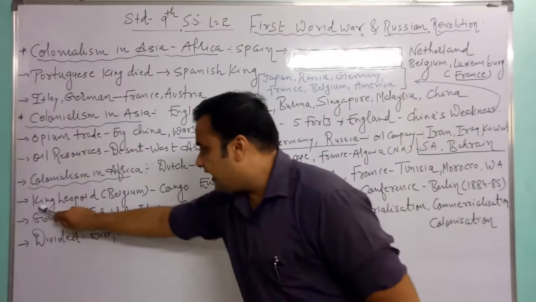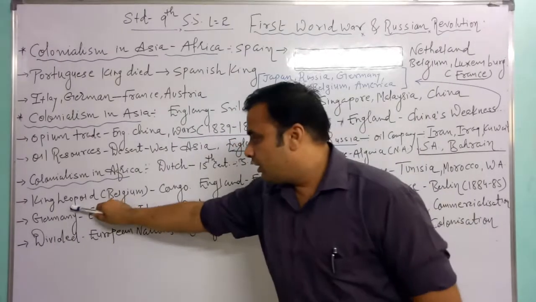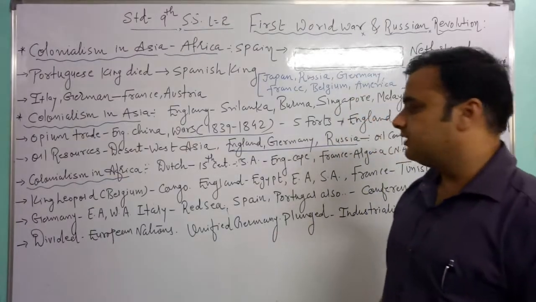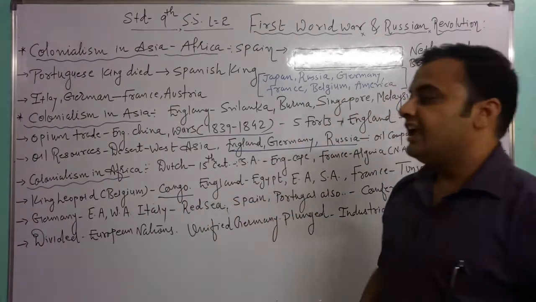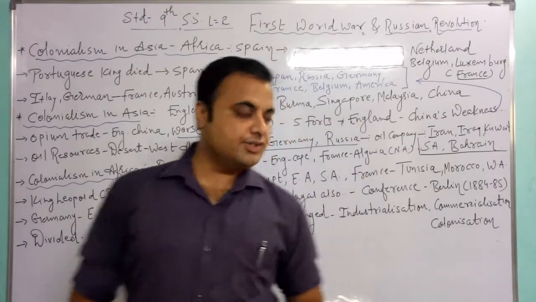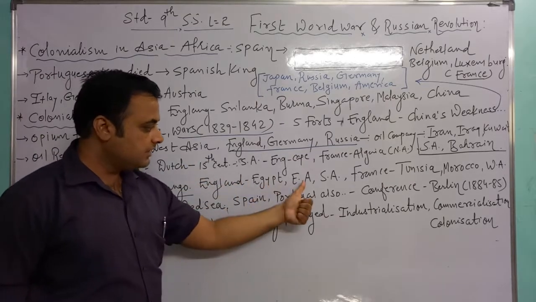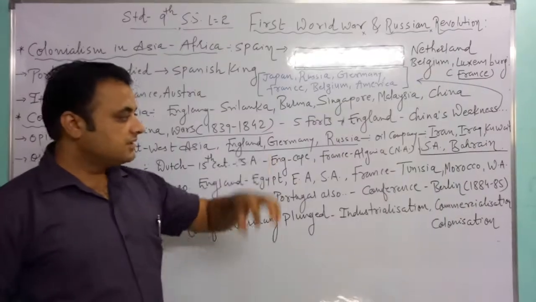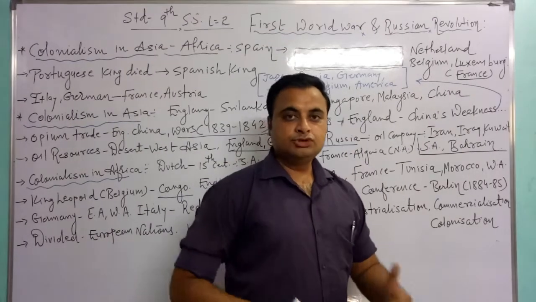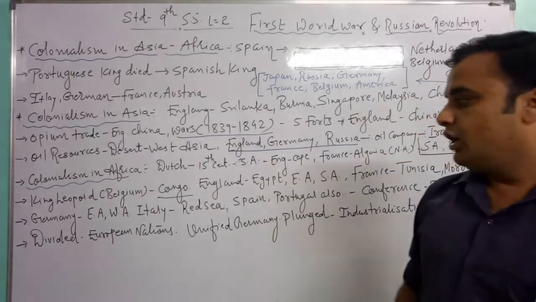Then, King Leopold, remember this name, King Leopold of Belgium captured the vast Congo region of Africa. Then different European nations, like England, captured provinces of Egypt, East Africa and South Africa. France also captured some provinces of Tunisia, Morocco and West Africa. So these are the colonialism and imperialism policies of European nations in the Africa continent.